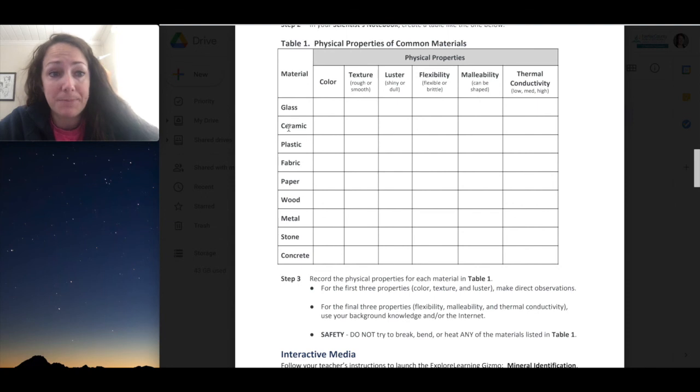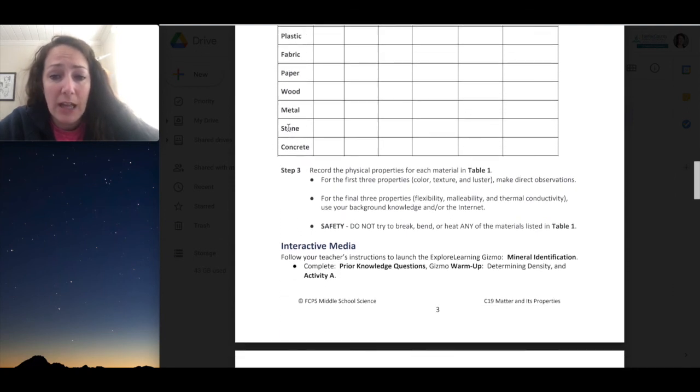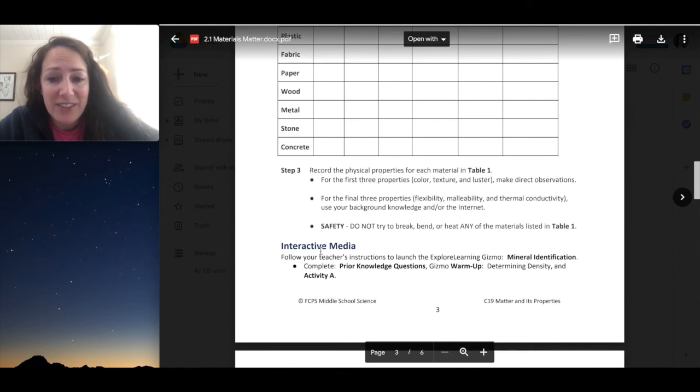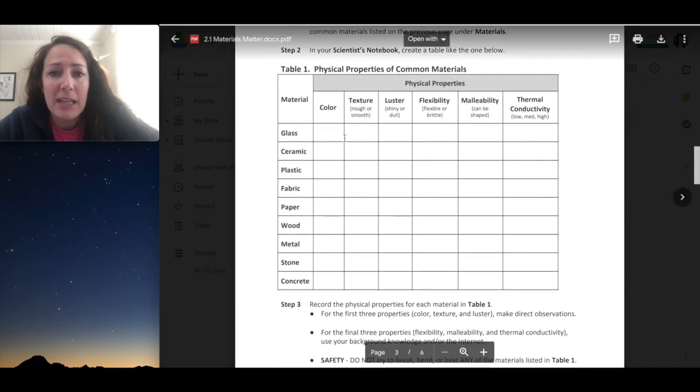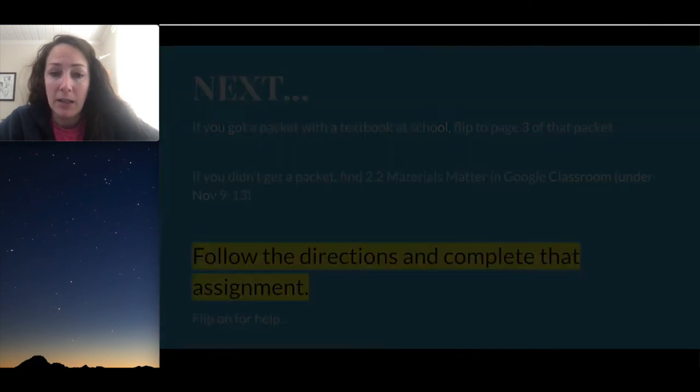Use your past experience to tell you, if I drop this, it's going to break into a bunch of tiny pieces, okay? And then if you scroll down, it may say interactive media down here. It may not. But if it says that, don't worry about it. All you are doing for your assignment is working on this table, table 1, okay?